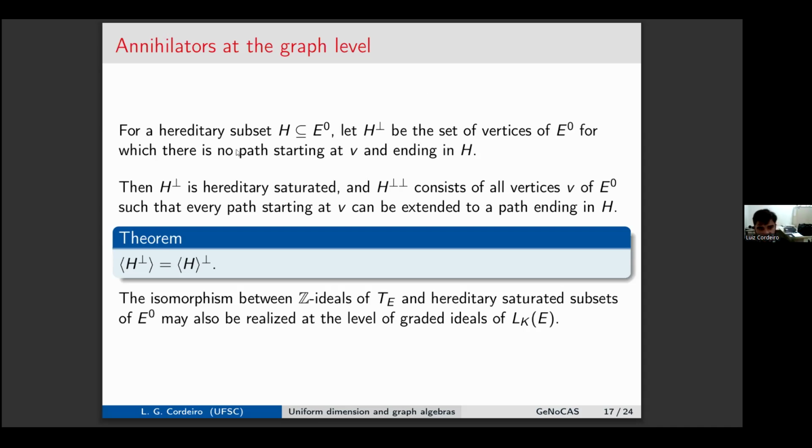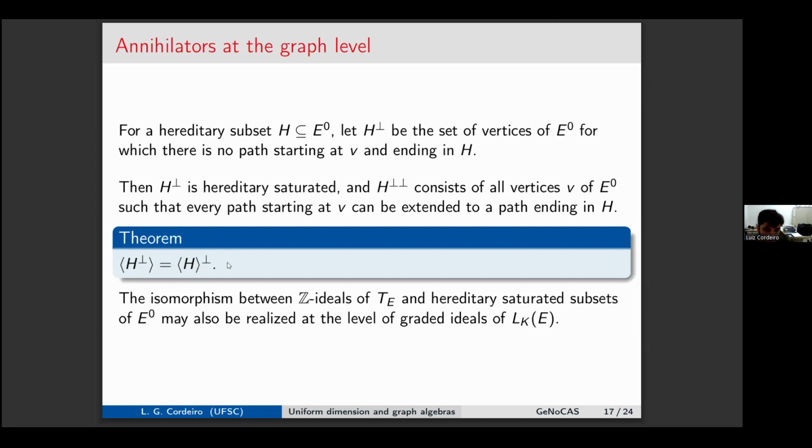So we have an answer for that, and for a hereditary saturated subset H of E0, we let H perp be the set of vertices V of E0 for which there is no path starting at V and ending in H. So they are the vertices which cannot be connected to H via a path. Then H perp is hereditary and saturated, and H double perp consists of all the vertices V of E0 such that every path starting at V can be extended to a path ending in H.